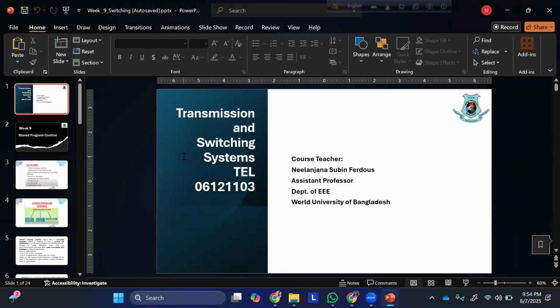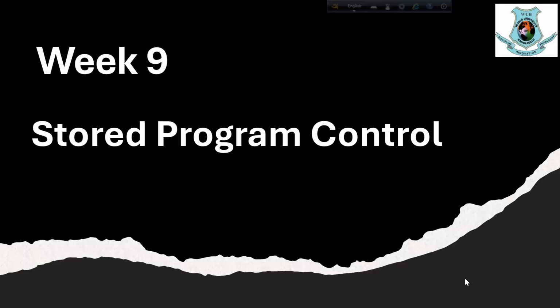Okay, so let's start the week 9 lecture. In week 9, we are going to see stored program control. This is very interesting, and it is related to the third type of switching system, which is the electronic switching system.